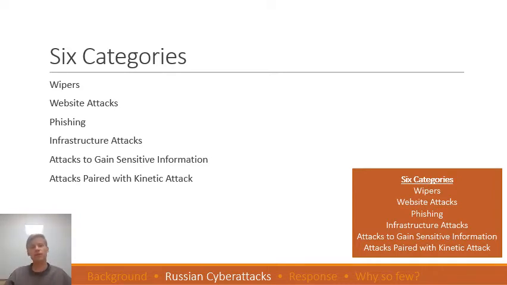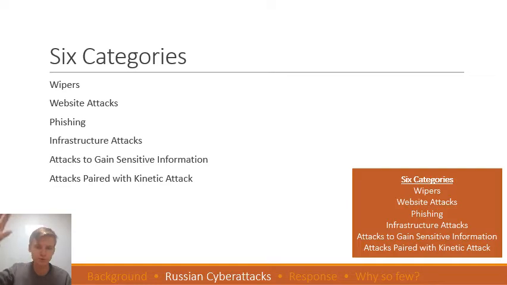Finally, this is something that was not on this slide several days ago. Now it is, because it came out in the Microsoft report. The idea of a cyber attack paired with a kinetic attack. So for instance, you call in an airstrike on a building that houses some sort of organization, and about the same time, you cyber attack that organization. So these are the 6 categories we're going to go through.